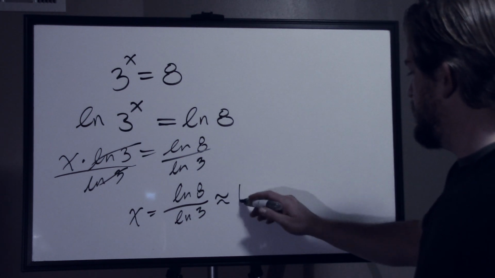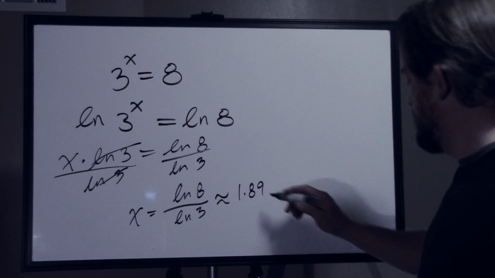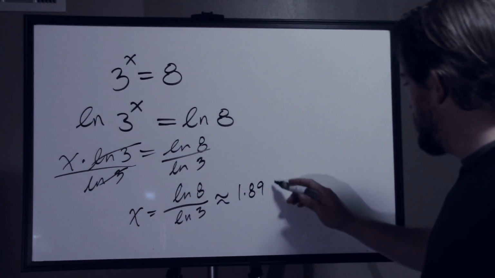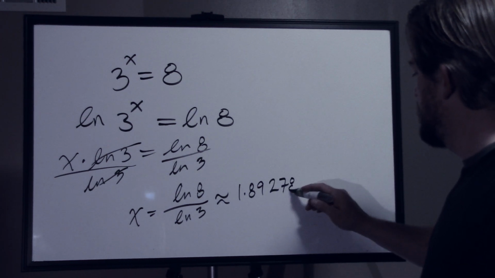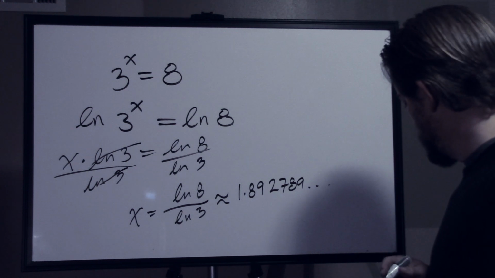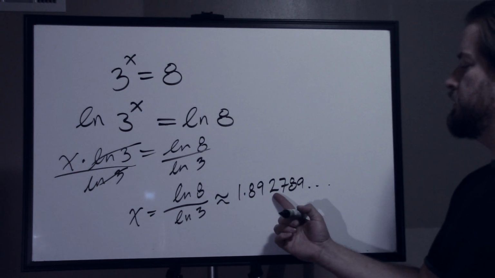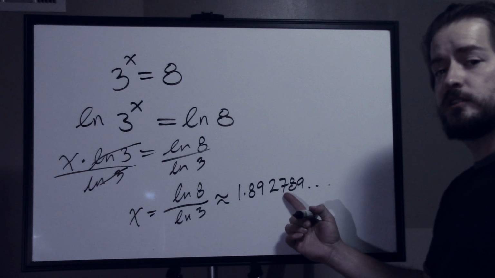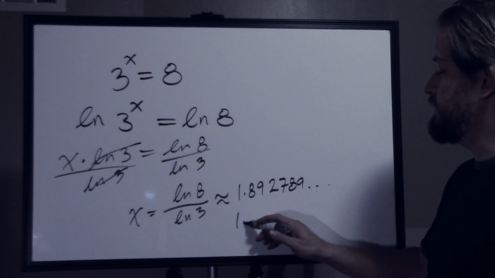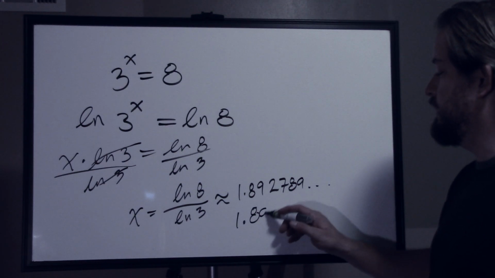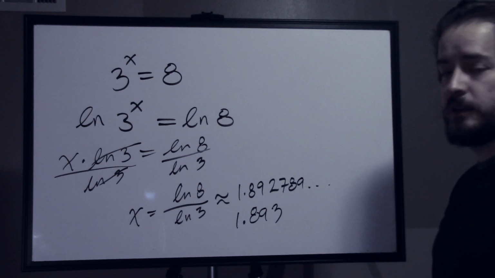I get 1.89, 2789, and some more junk after that. I really just want that third digit. The next one after it is high enough to justify an increase. So I would write this as 1.893, and that's my approximation.